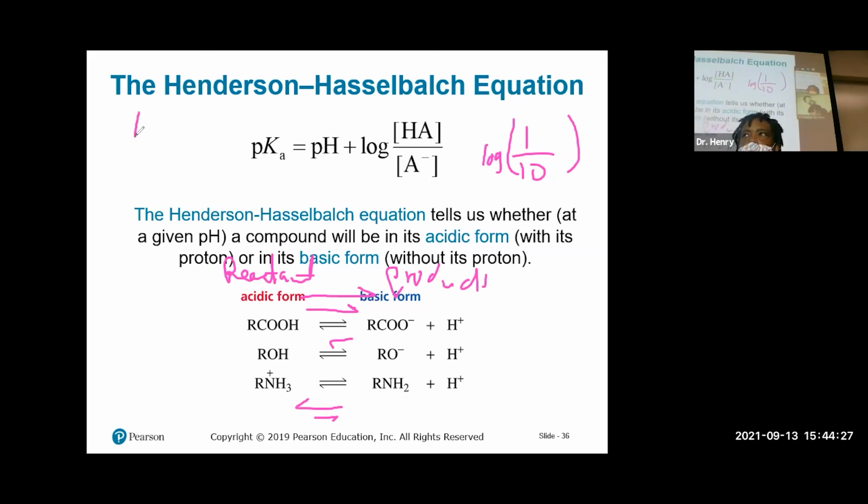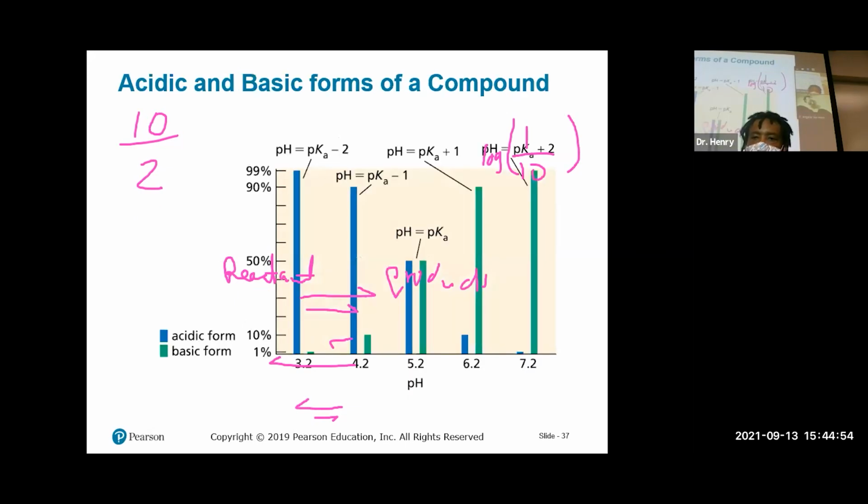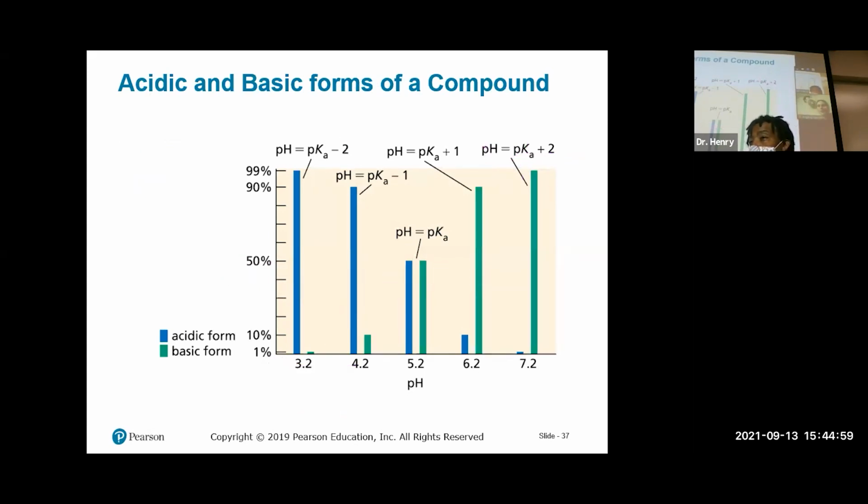So if I have 10 over 2, which one is being favored now? In that case, it would be the reactant, right? Because that would give me a positive number. The log of 10 over 2 is going to give me a positive number. The log of 1 over 10 is going to give me a negative number, right? Okay. So when we look at this graph, you can already base it off of that, right?